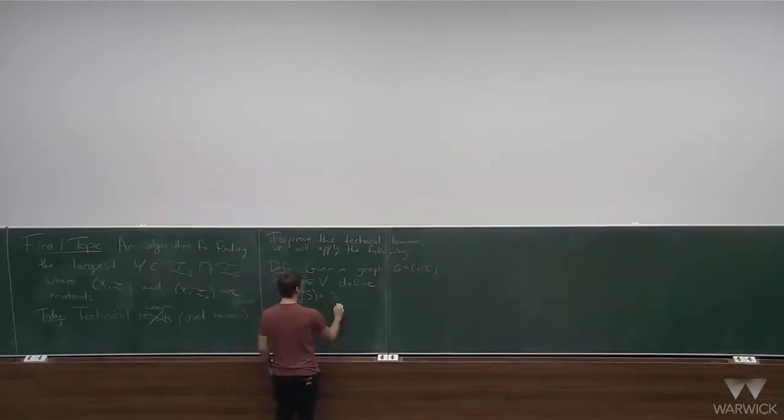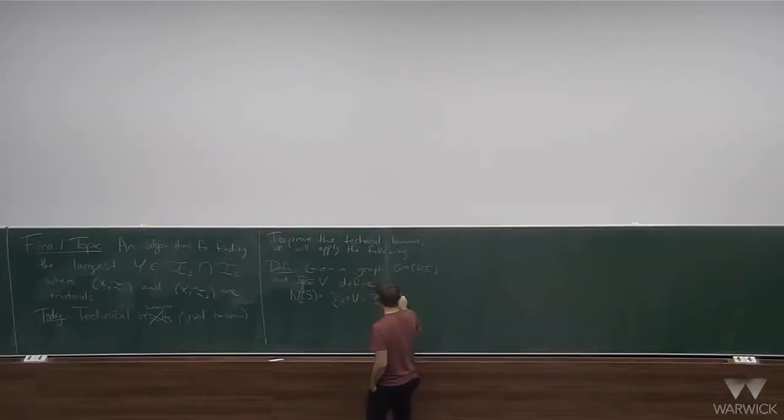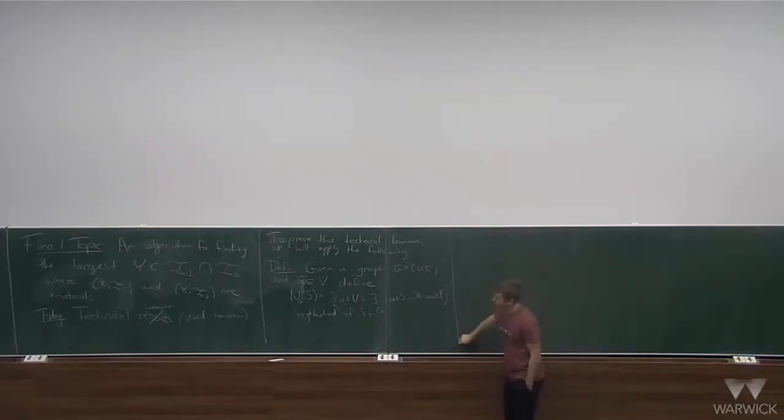And that's the set of all vertices v such that there exists u in S with uv an edge. This is the so-called neighborhood of S in the graph G. Right. Okay, so what we're going to need are the following results.